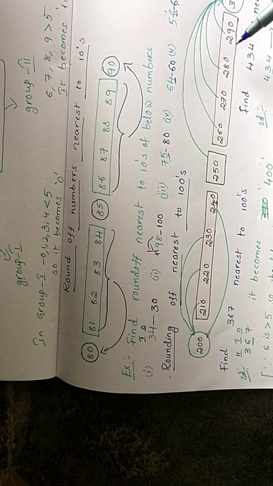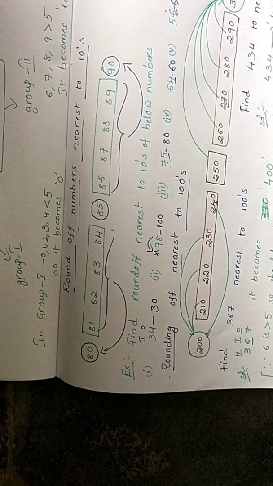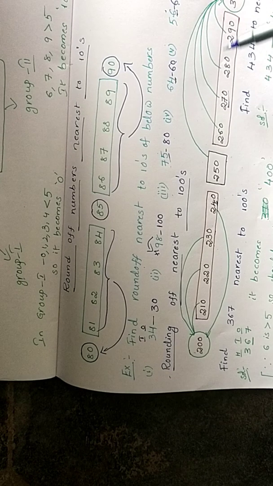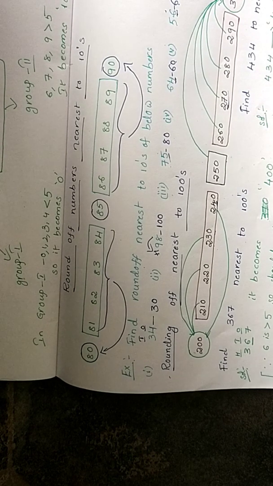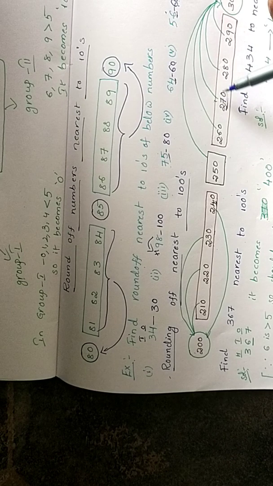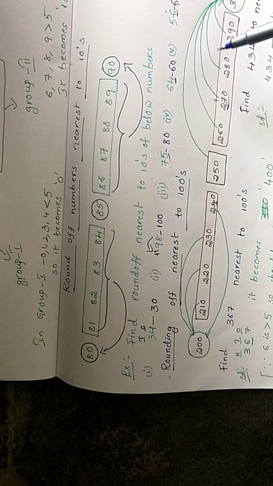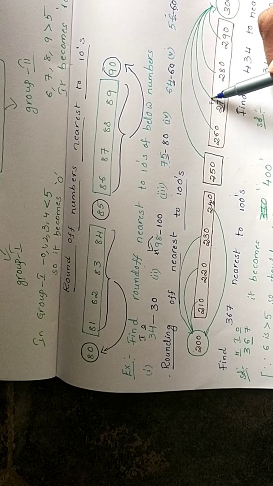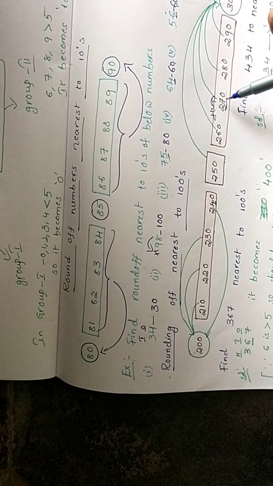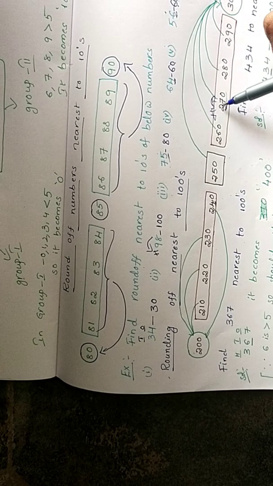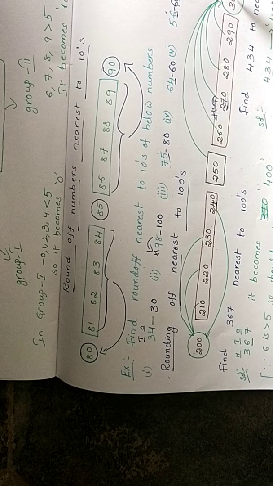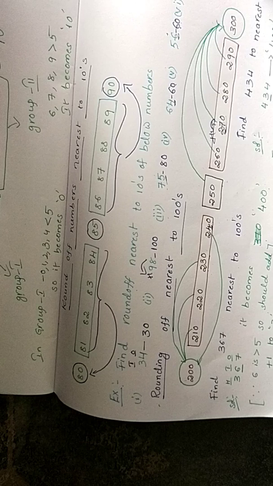Next, here also 270. So 270 is nearest to 300. 2 is in the hundreds place, 7 is in the tens place. So 7 is less than or greater than 5? It is greater than 5. So what do we do? Greater than 5 means plus 1 is added to the hundreds place. So plus 1 means here 3. The remaining 2 digits will become zeros. That's why 270 is nearest to 300.